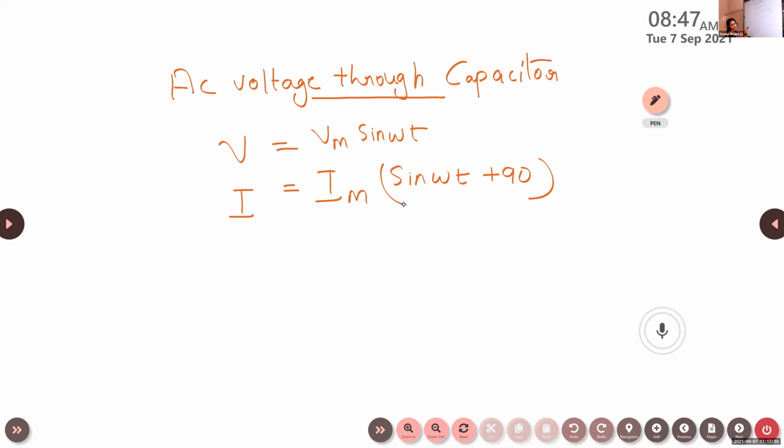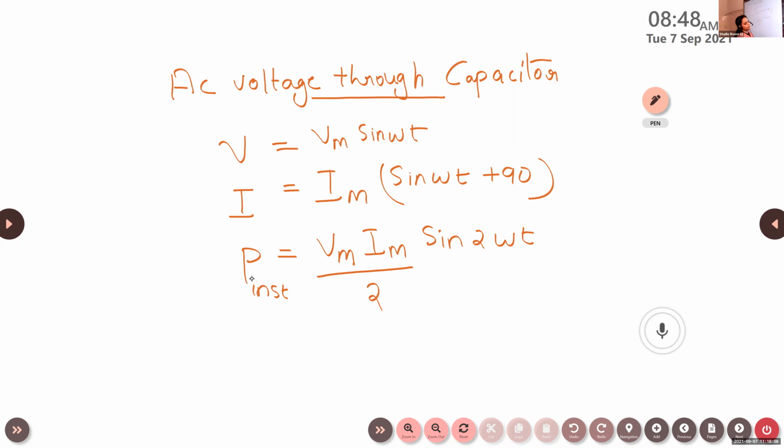Then the expression for power. P is equal to Vm sin omega t into Im cos omega t. The final expression for power is Vm Im into sin 2 omega t by 2, that is, Vm Im by 2 into sin 2 omega t. This is the expression for the instantaneous value of power in the case of a capacitor.